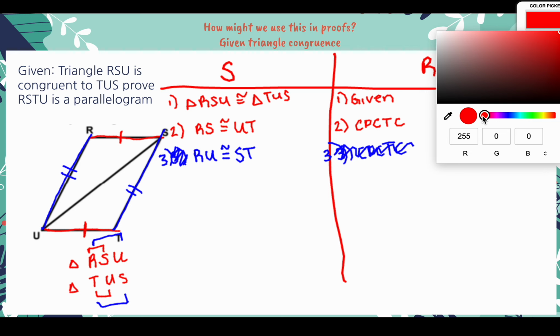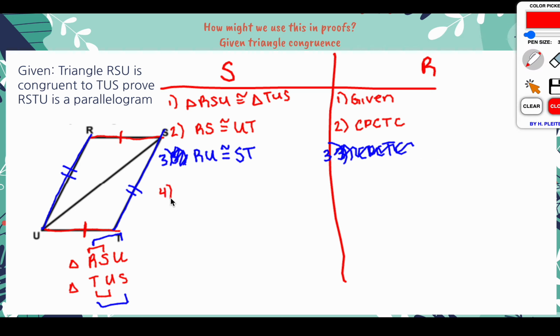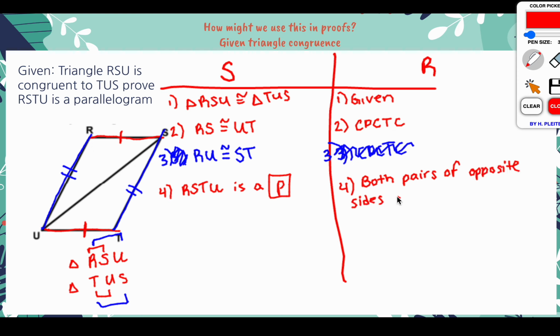So now let's double check. If I go back to my checklist, I needed that both pairs of opposite sides were congruent, and we have that. So now I'm able to say confidently that RSTU is a parallelogram. And our reasoning should mimic the words of the checklist, so we are using the fact that both pairs of opposite sides are congruent. Done.